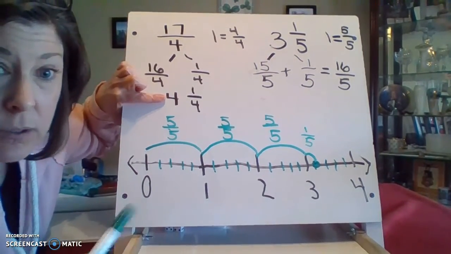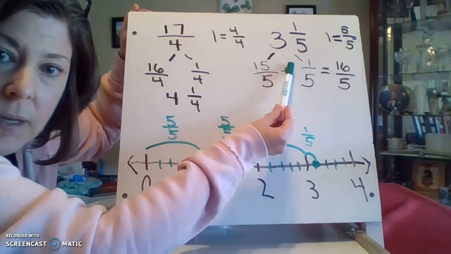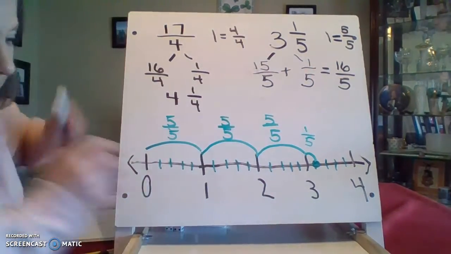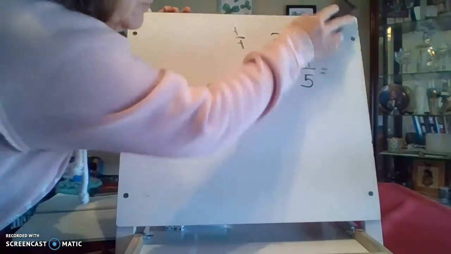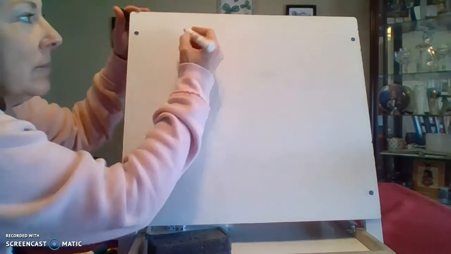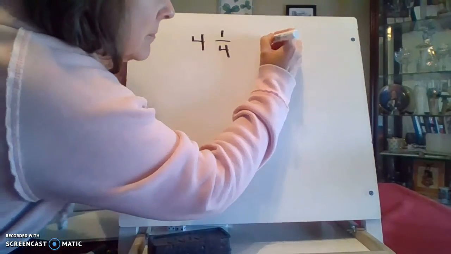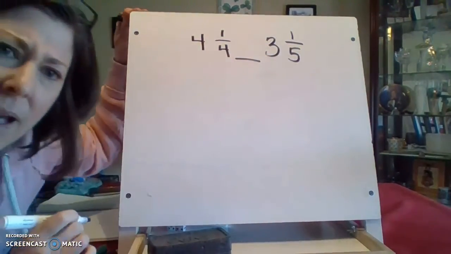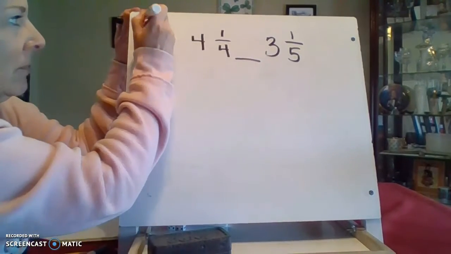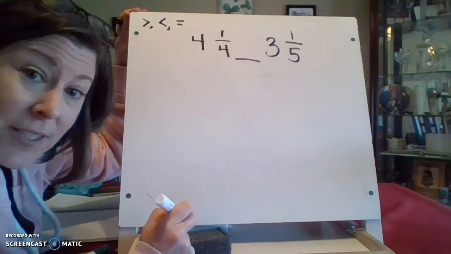In this example, I have 4 wholes and then an extra 1/4. In this example over here, I have 3 wholes and then an extra 1/5. So let's say I wanted to compare them. Greater than, less than, or equal to.